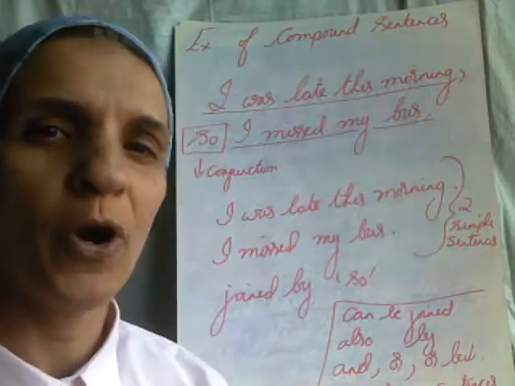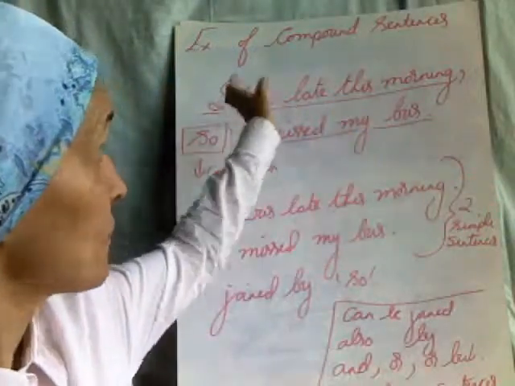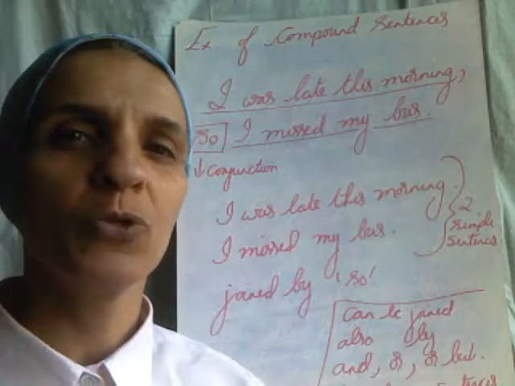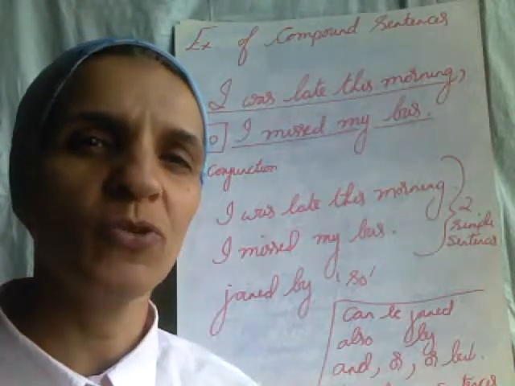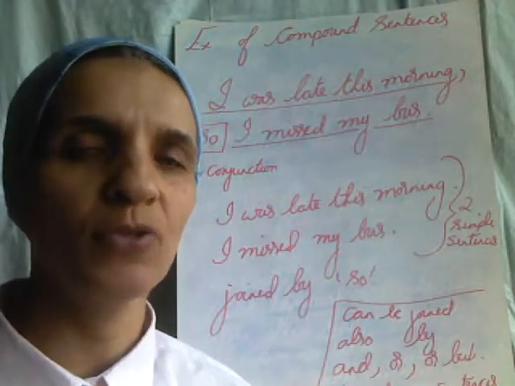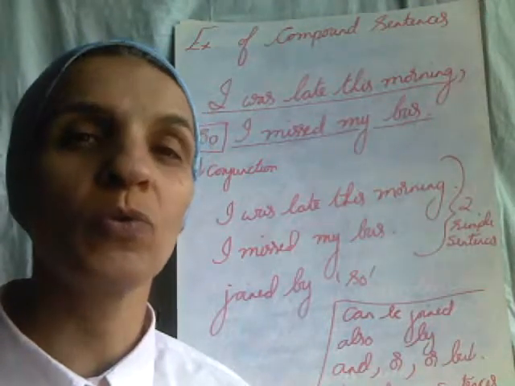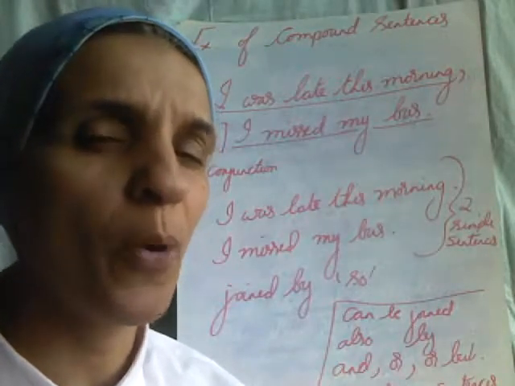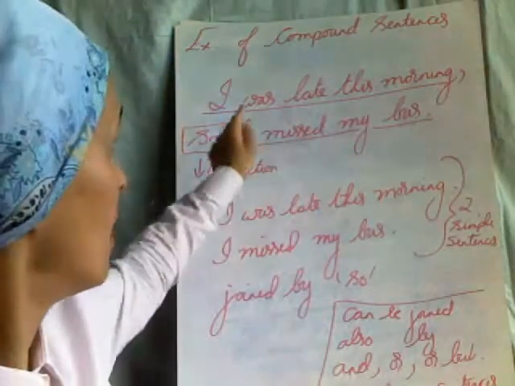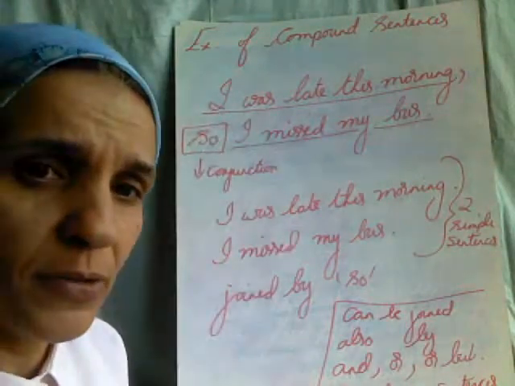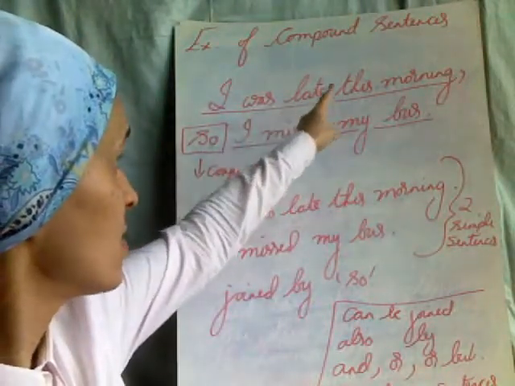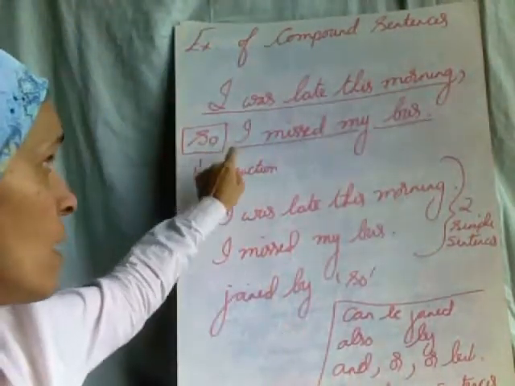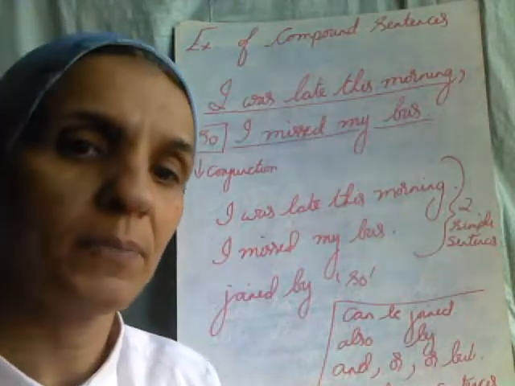Now on to compound sentences. We've said before that usually a compound sentence would be 2 small sentences that can be joined together using a conjunction: and, or but, or so, or the word or. That is a compound sentence. My example here: I was late this morning, comma, so I missed my bus.